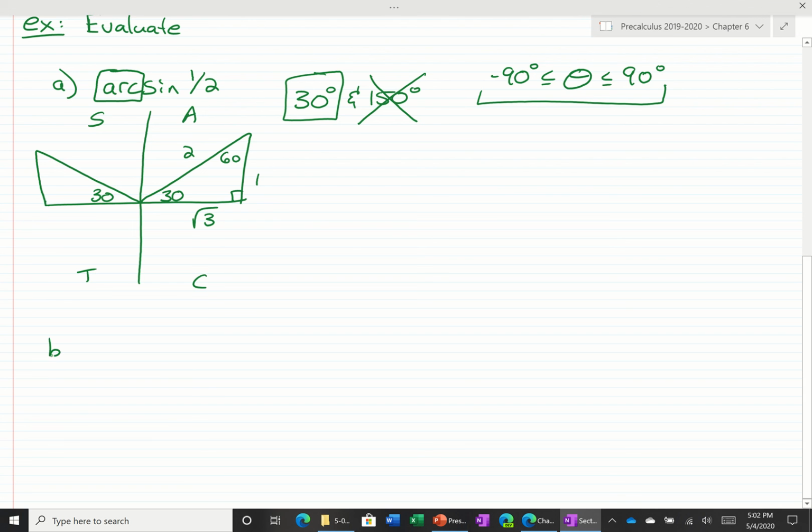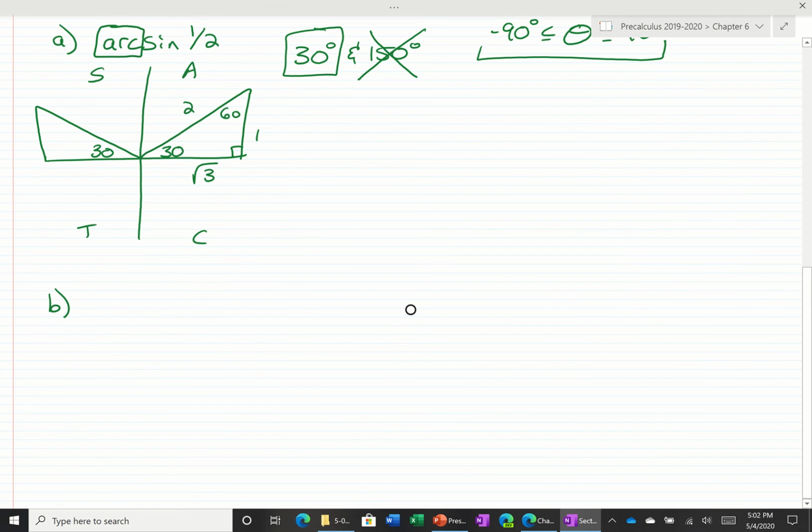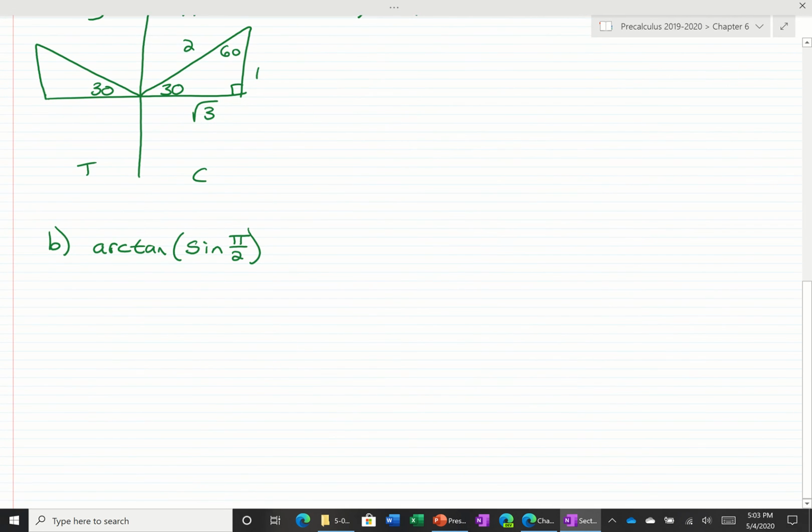What about a problem like this? Let's say the arc tangent of the sine of pi over 2. Now, the way that we would do a problem like this is, what is the sine of pi over 2?